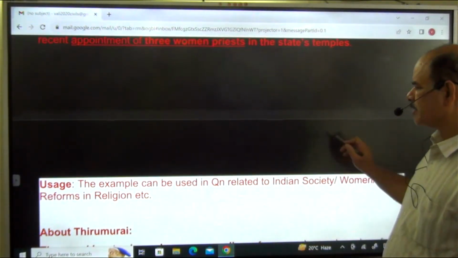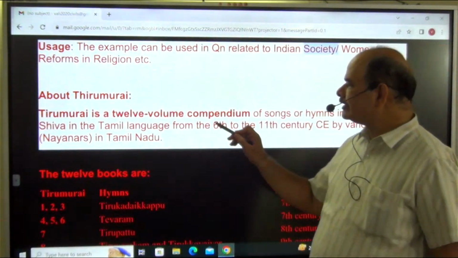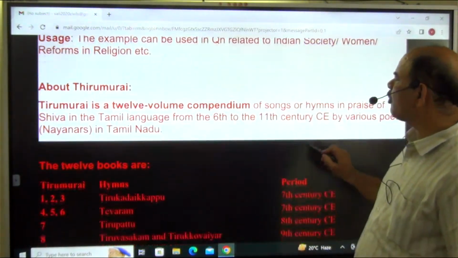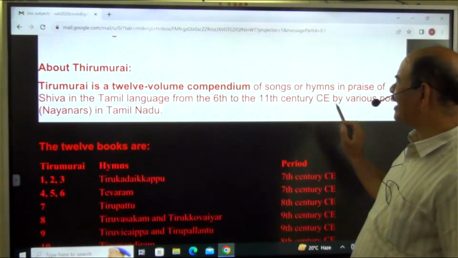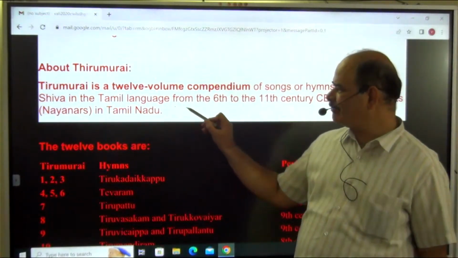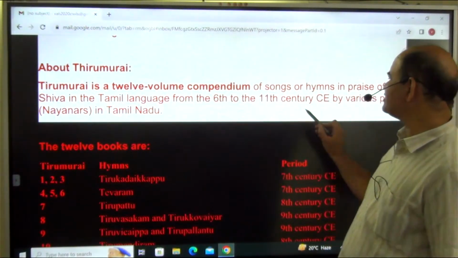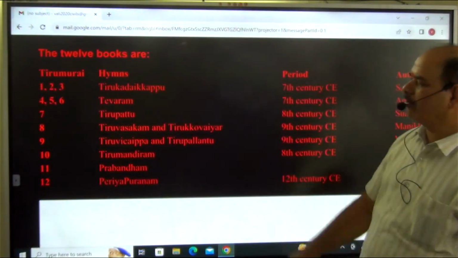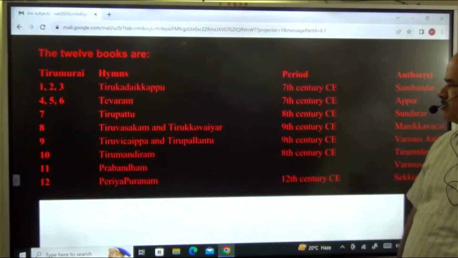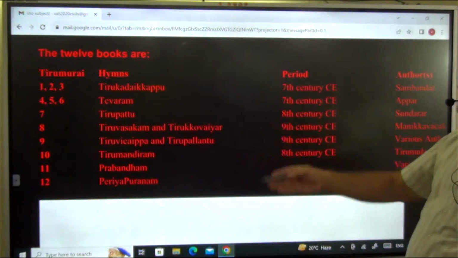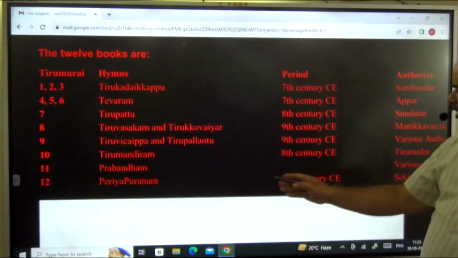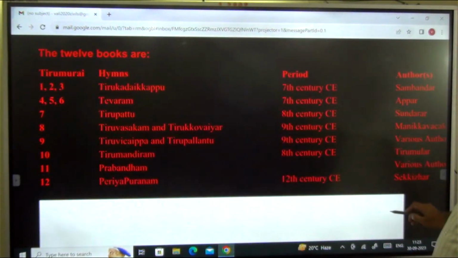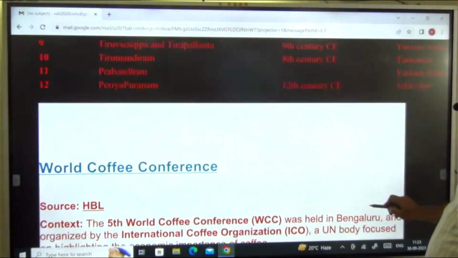Okay. And Tirumarai is a 12-volume compendium of songs or hymns in praise of Shiva in the Tamil language, from the 6th to 11th century by various poets. Yes, it is a compendium of 12 volumes. Periya Puranam, 12th century, by Sekkizhar.